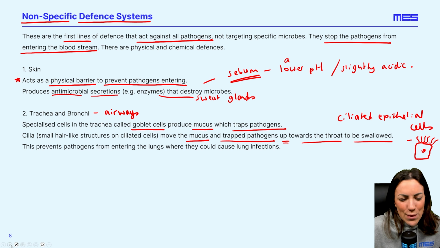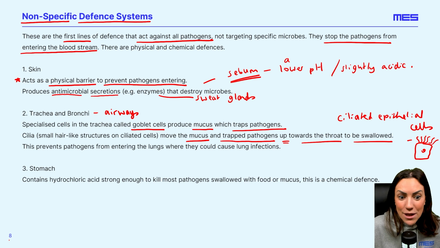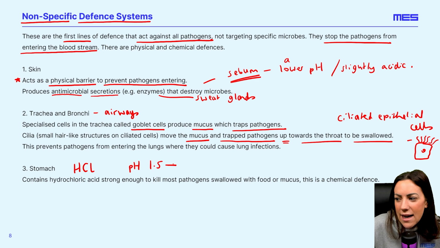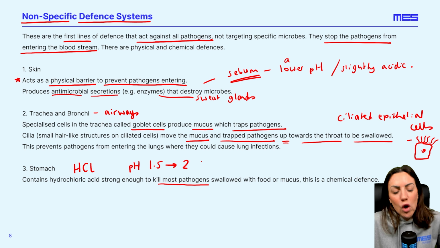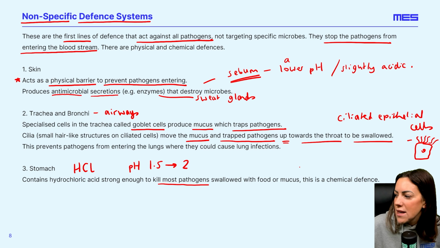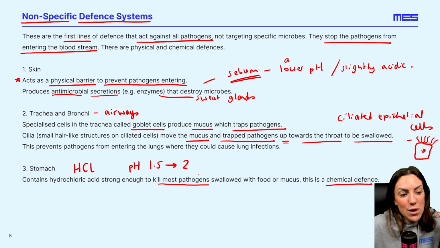Now, swallowing it sounds a little bit gross, right? But actually it's fine, because your stomach is your 3rd defense mechanism. It contains hydrochloric acid, which is a strong acid. It's about pH 1.5 to pH 2. It is strong enough to kill most pathogens that you swallow in your food or in that mucus that's been moved up your trachea and you've swallowed it. This is an example of a chemical defense because we're using hydrochloric acid to kill the pathogens.